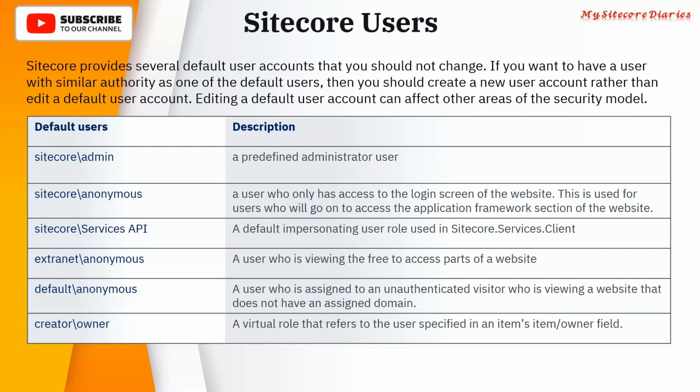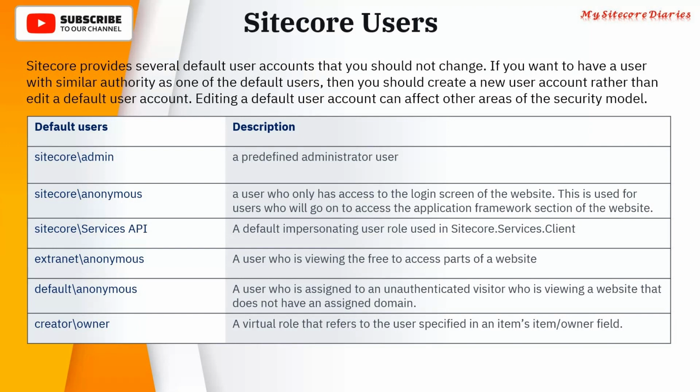Extranet slash anonymous user. As it's extranet, it must be on the website. So this is the user who is viewing the free access part of your website. The anonymous user accesses the public-facing website and public-facing pages which don't require login. Those pages will be accessed by extranet slash anonymous.